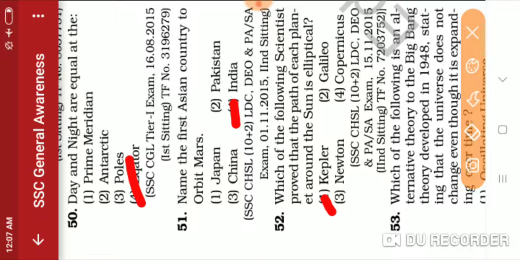Copernicus told that the sun is the center of the universe and all the planets are revolving around it, but he did not tell about the speed, path and orbit. And Galileo was the first to see the Milky Way by his telescope. Okay. Next question.